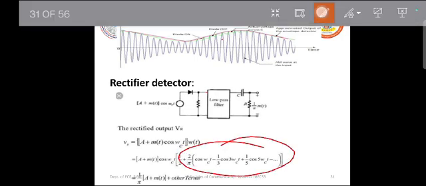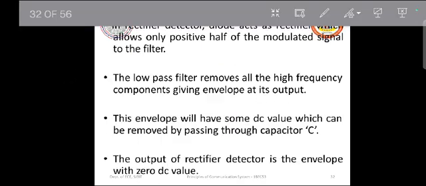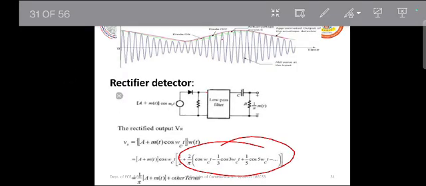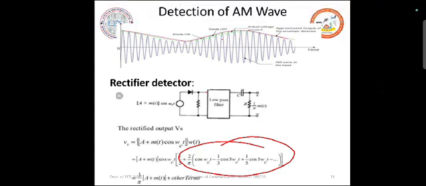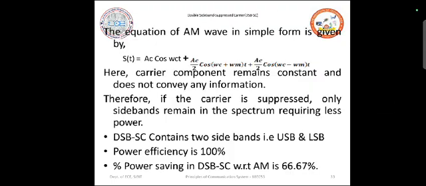Okay, so later on what you will have is 1 by pi into a plus m of t, and all other higher order terms, which all get eliminated through the low pass filter. So the same explanation is given even in this case, identical to that of an envelope detector. So this is what it is.